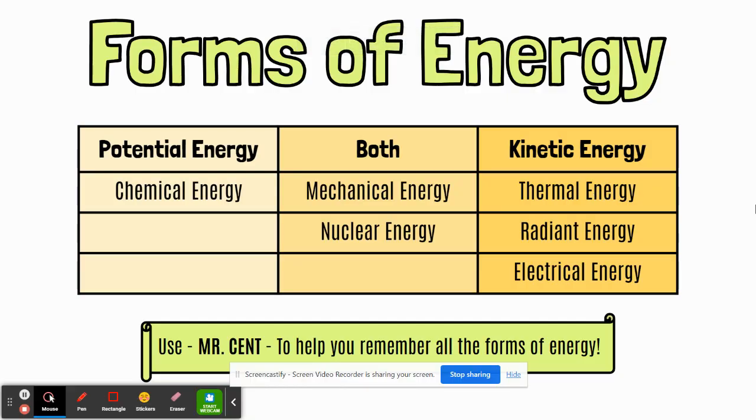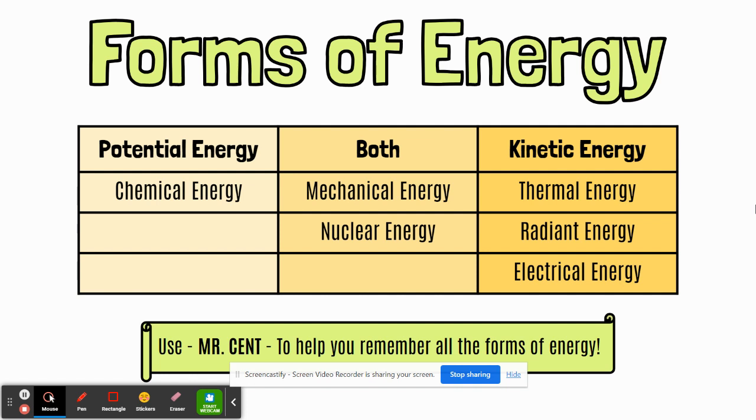Last time we talked about the types of energy: potential energy, which is stored energy, and kinetic energy, which is energy of motion. On this chart, types of potential energy include chemical energy, mechanical, and nuclear energy. And kinetic would be thermal energy, radiant energy, and electrical energy.